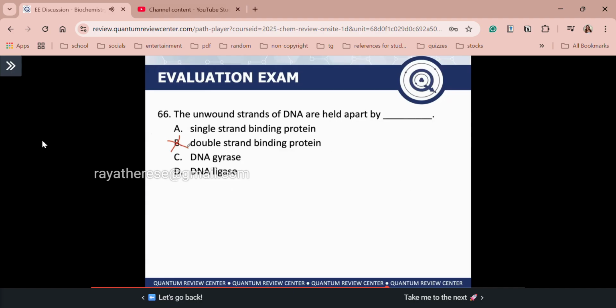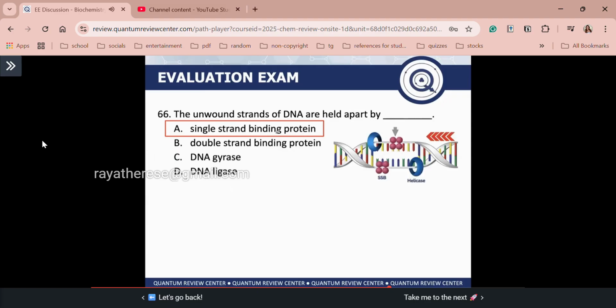Letter C, DNA gyrase or topoisomerase. Sir, no, that is to relieve supercoiling, not unwound strands. Yes. So this is an incorrect answer as well. And DNA ligase, class, again, this is to seal the gap or the nicks in your lagging strand. And obviously, our answer here is letter A, your single strand binding protein. Or class, check again. This is in the initiation step of our DNA replication. Clear? Ayan, again, for number 66, our answer is letter A, single strand binding protein or SSBP.